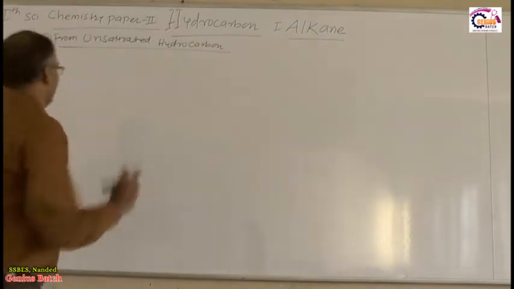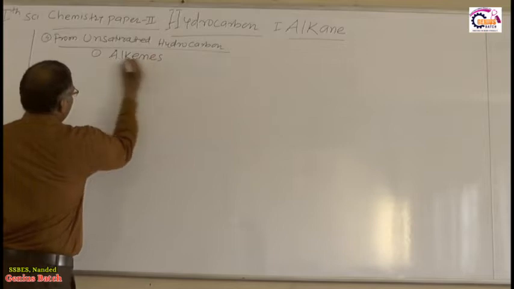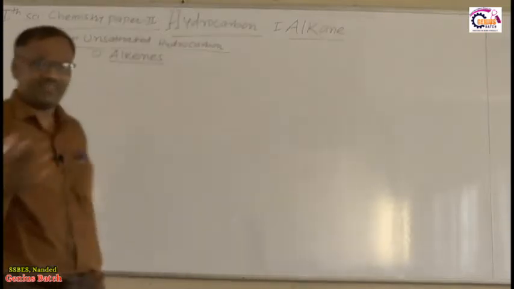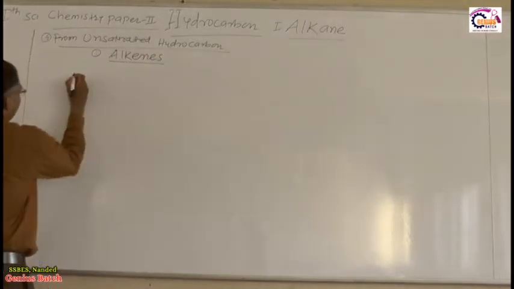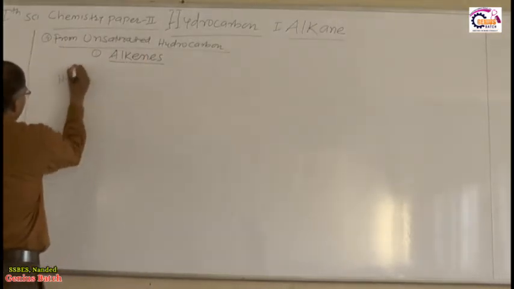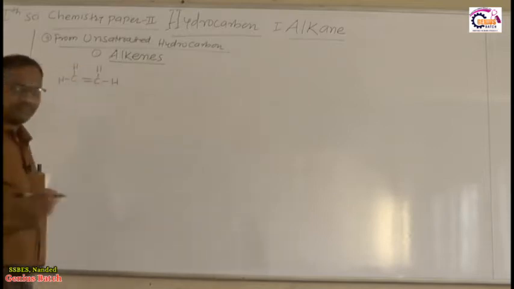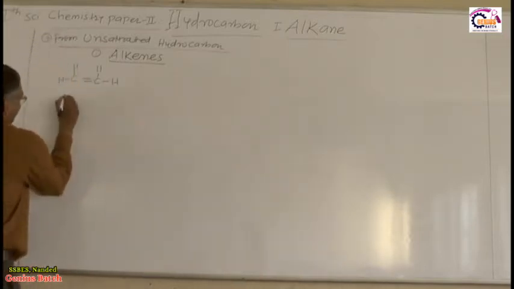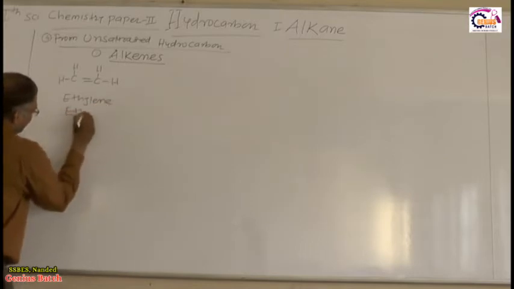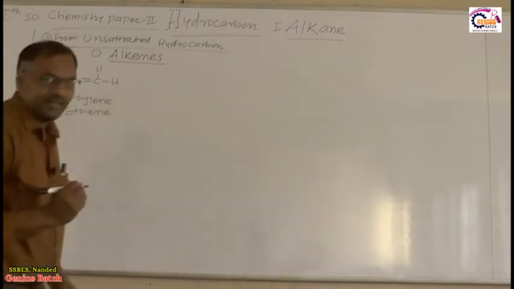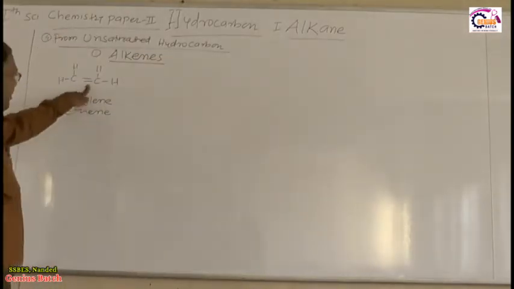for alkenes. First of all, we'll take examples of alkenes. The general reaction and its definition we have already completed before this video. So the first example is ethylene: carbon double bond carbon. The common name is ethylene, and the IUPAC name is ethene. It contains one double bond.